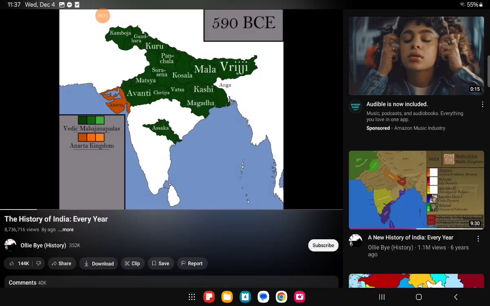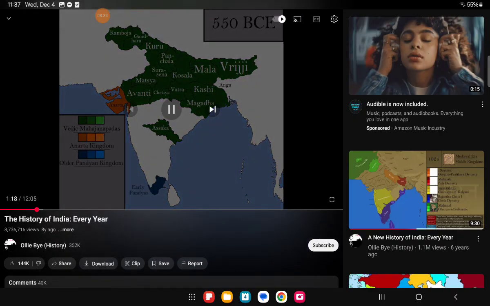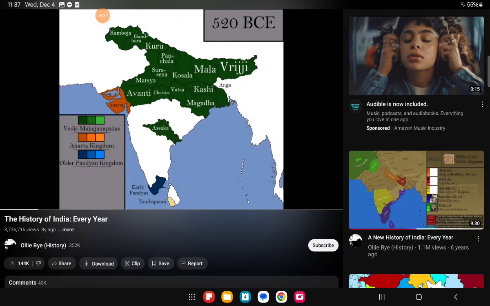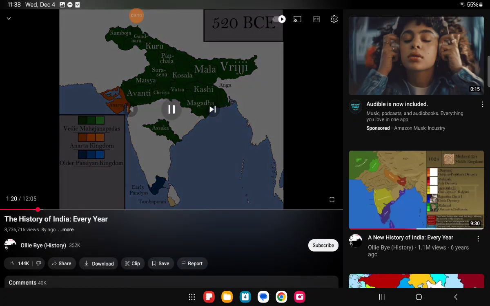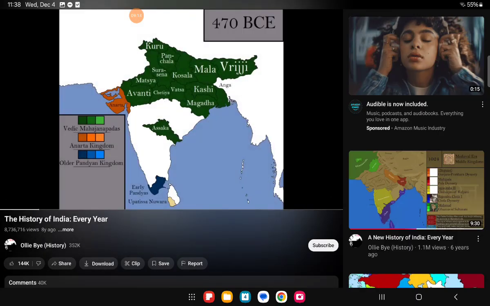I think the Buddha is going to show up soon, or maybe not so soon. It's kind of not clear when he lived. Look, the mid to late 6th century BC is when we start seeing the Tamil kings arise. This is about the time that the Persian Empire conquers Babylon, and soon the Persian Empire will show up in India. So this blue stuff, the older Pandyan kingdom down in Tamil Nadu. And then there's the Tambapani in southwestern Sri Lanka. Now that thing is called Upatissa Nuwara. Where are the Persians?